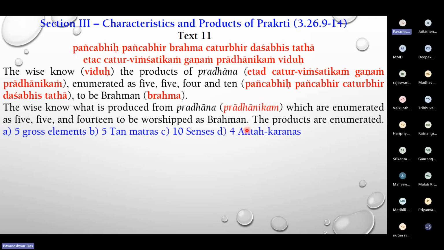The wise know what is produced from Pradhana, which are enumerated as 5, 5, 4, and 10, to be worshipped as Brahman. The products are 5 gross elements, 5 tanmatras, 10 senses, and 4 antakarana. These are the 24 elements. The 10 senses include 5 gyanendriyas and 5 karmendriyas.